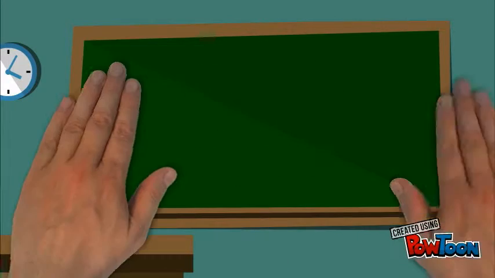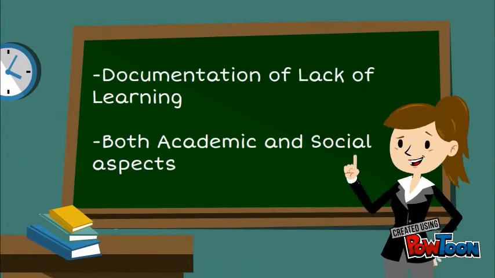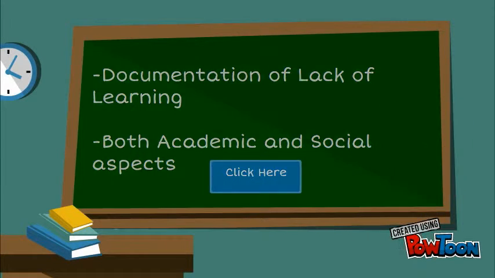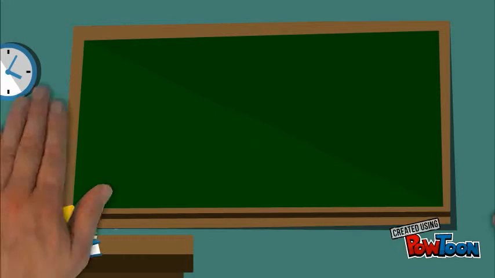The second reason a child can be excluded from general education class is if the student is not learning. This applies to both academic and social aspects. There must be documentation of the student's lack of learning in the general education setting to justify the placement.